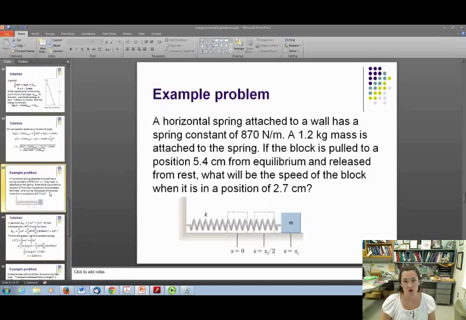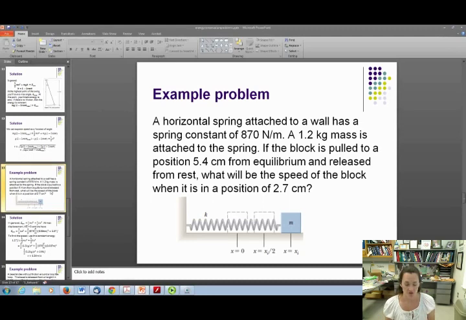Okay, the next problem I want to do is about a spring. So here I have a horizontal spring attached to a wall and it has a spring constant of 870 newtons per meter. If there's a 1.2 kilogram mass permanently fixed to the spring, and then you pull that block to a position 5.4 centimeters from equilibrium and release it from rest, then what's the speed of the block when it's in some different position, say 2.7 centimeters, half of the maximum displacement.